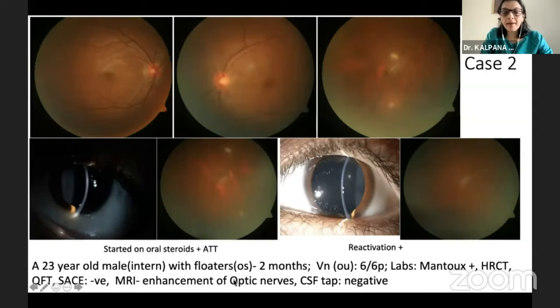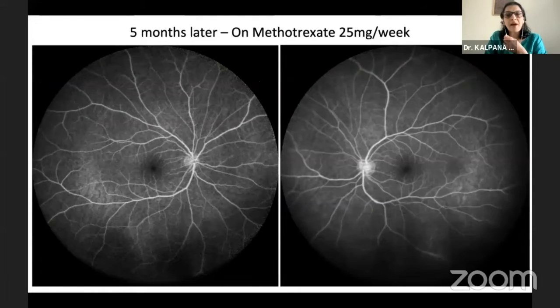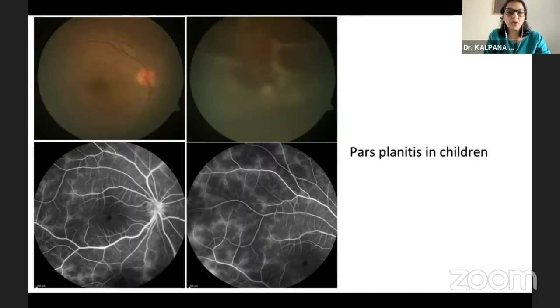So we did an MRI because I thought his disc was slightly blurred at the nasal margins. It showed enhancement of optic nerves, and he underwent a CSF examination, which was totally non-contributory. So this was his fluorescein angiography, which showed leakages in both eyes, both at the optic nerve head and the vessels. So he was started on steroids with methotrexate. And 5 months later, he is doing extremely well with no reactivations and only on methotrexate. So this is probably a presumed sarcoid, we do not know, but he is doing very well with immune suppression.